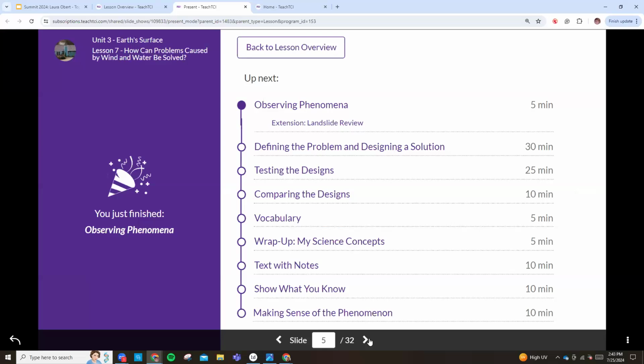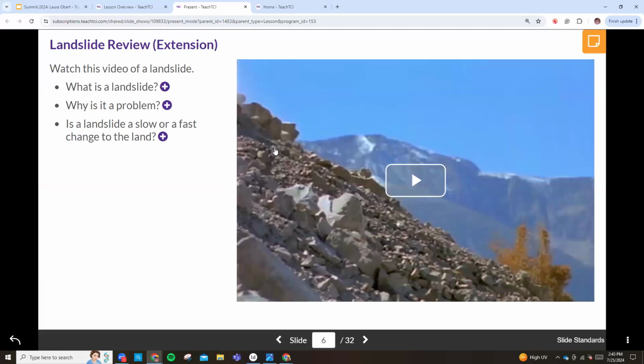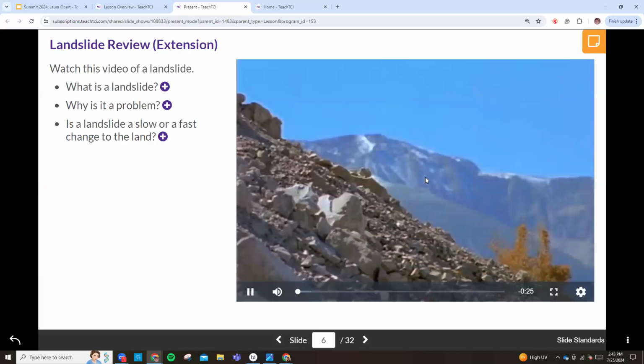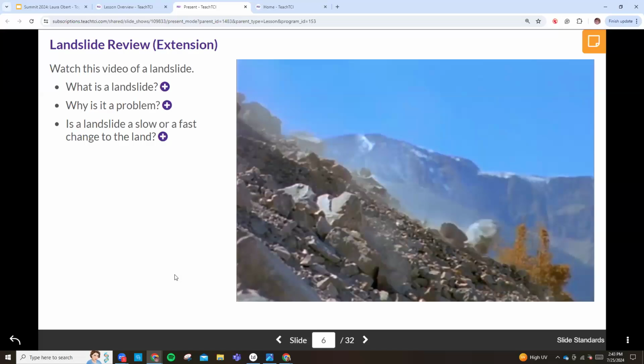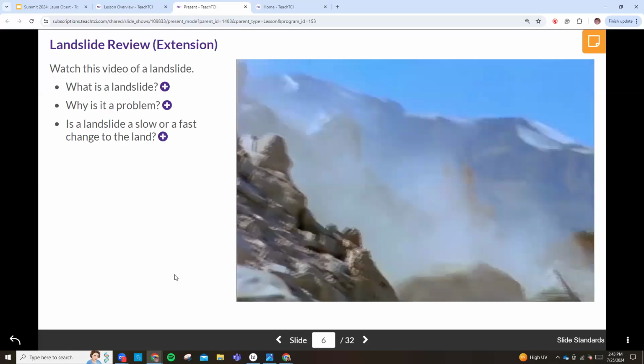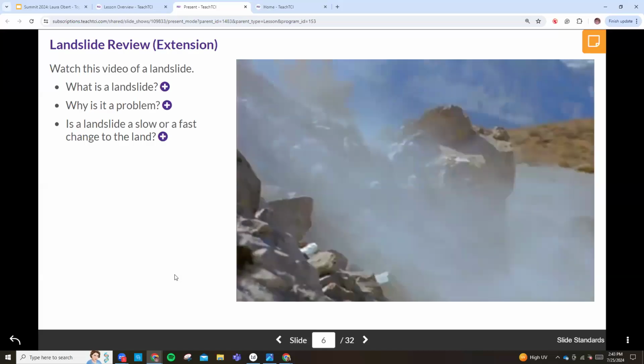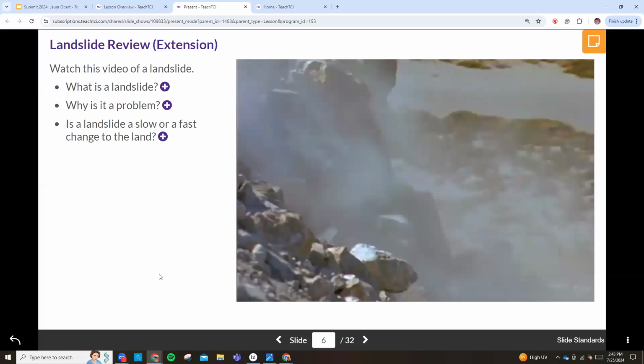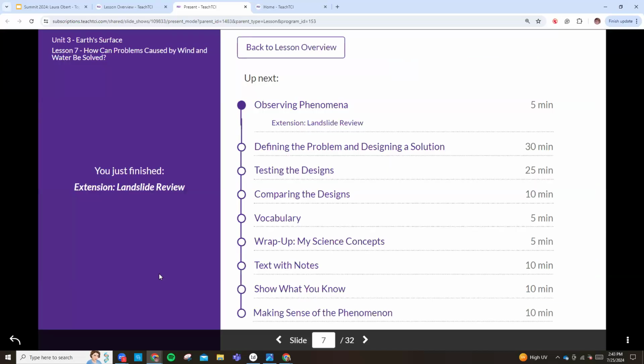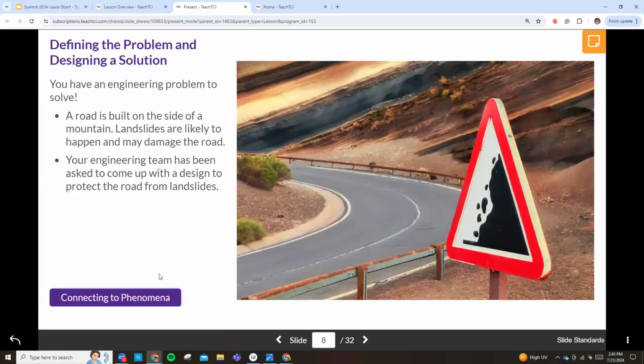Whenever you're doing one of our engineering designs, you're always going to define the problem and then design a solution and test your design. We're going to follow that same cycle for every engineering task, K-5. And so when we go into defining our problem, again, students have another opportunity here to watch a landslide taking place. So if they're not familiar with what a landslide is, if they don't live in an area where this is something that occurs and is prevalent, they have an opportunity to come in here and observe and watch a landslide taking place.